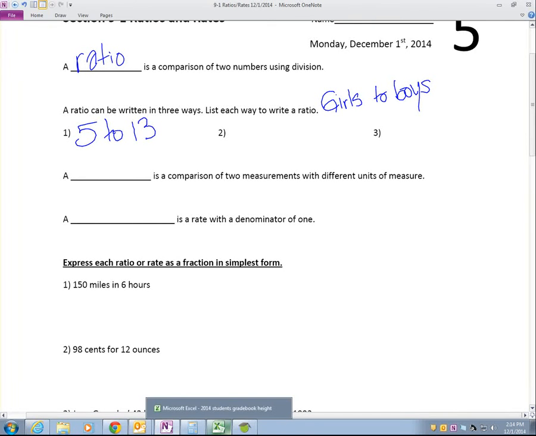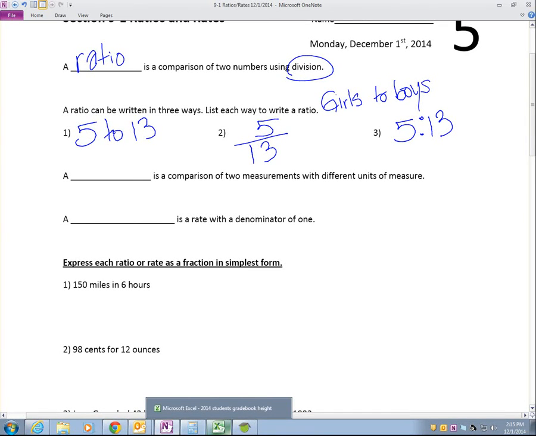Then we have a second way, which is described right here, which would be 5 over 13. And last but not least, the most common way you'll see it in the homework tonight is, does anybody know? Harrison? 5 colon 13. Yes, 5 colon 13.